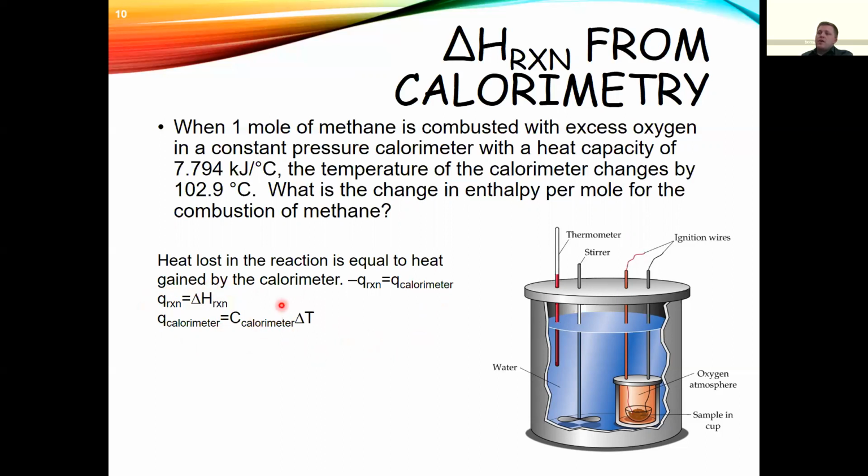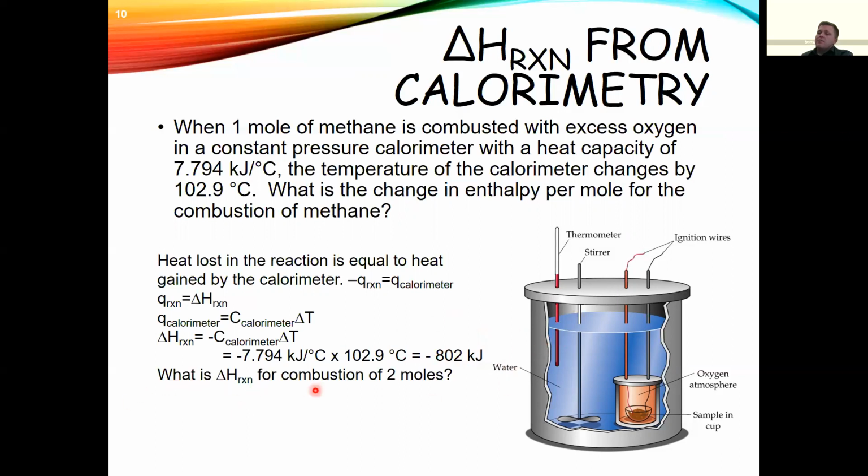Now we can plug this value and this value into this equation. We'll move the minus sign over here for convenience. So delta H of the reaction is just equal to the negative C of the calorimeter times our delta T. We just plug those numbers in and we find that our delta H for this reaction with 1 mole of methane is negative 802 kilojoules. But what if I was going to ask that same problem, but instead we're combusting 2 moles? Well, then in that case, we just take this value for 1 mole, times it by 2, and we get negative 1,604 kilojoules.